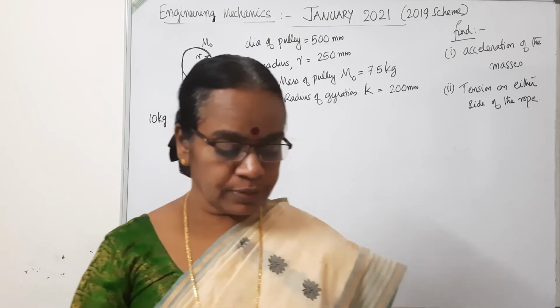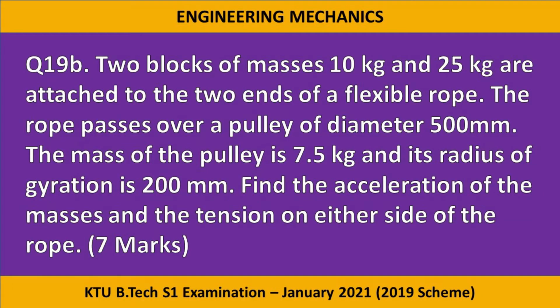Read the next question. Question number 19b. Two blocks of masses 10 kilogram and 25 kilogram are attached to the two ends of a flexible rope. The rope passes over a pulley of diameter 500 millimeter. The mass of the pulley is 7.5 kilogram and its radius of gyration is 200 millimeter. Find the acceleration of the masses and the tension on either side of the rope.